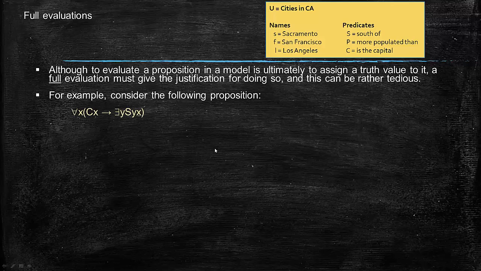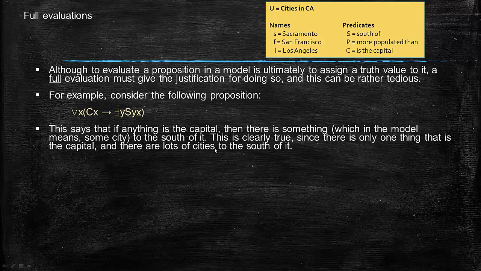So surely that's true, because there's only one thing that's the capital, which is to say Sacramento, and there are many cities, including San Francisco and Los Angeles, which are to the south of Sacramento. So it's pretty easy to determine this is true. But when you're doing a full evaluation, you actually have to consider very explicitly all the ways that this sentence can be true or false. So this is what a full metalinguistic evaluation of this sentence will look like.